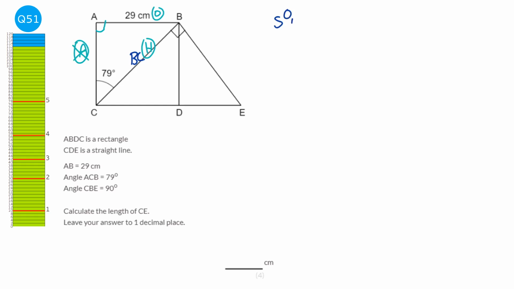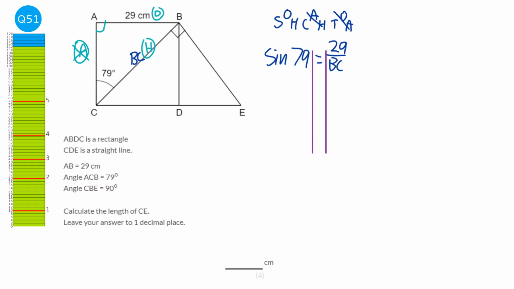So we're going to just do our SOHCAHTOA, and we've crossed out the A, so we cross out these two. So it's going to be sine. So we know that sine 79 equals the opposite, which is 29 over the BC.